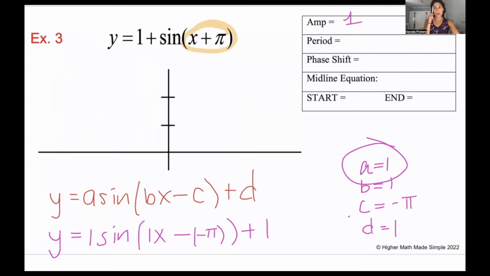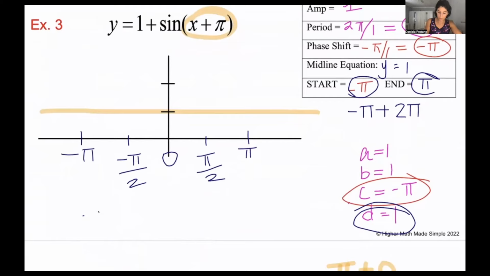So now it's time to figure out what our range is. And again, we're going to use the amplitude and the midline together. So you're just going to start at the midline and then add and subtract the amplitude. So if the amplitude is 1, and the midline is at 1, then 1 plus 1 is 2, and 1 minus 1 is 0. So we're already over here.